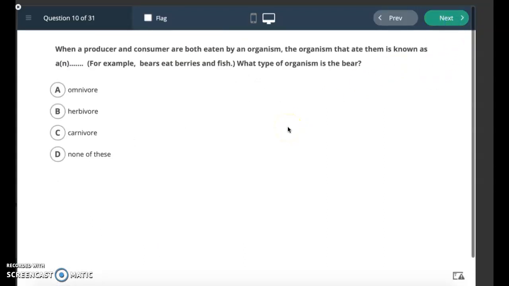Number 10. When a producer and consumer are both eaten by an organism, the organism that ate them is known as a A, blank. For example, bears eat berries and fish. What type of organism is the bear if they eat berries and fish? A, omnivore, B, herbivore, C, carnivore, D, none of the above.